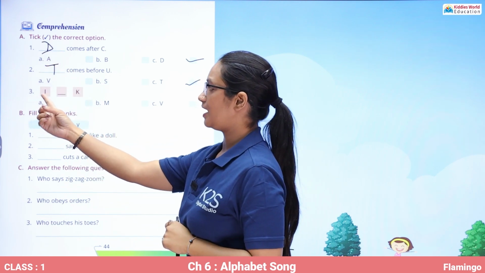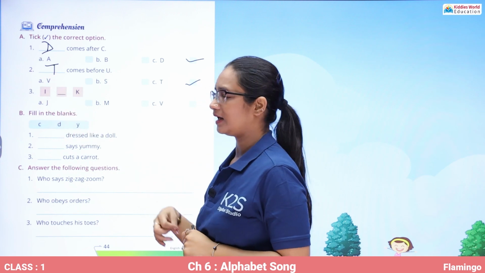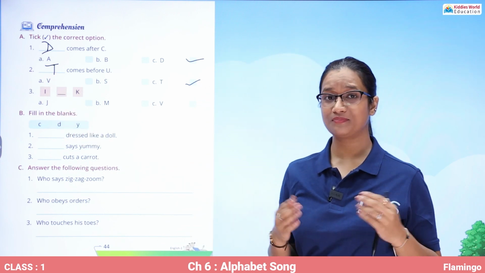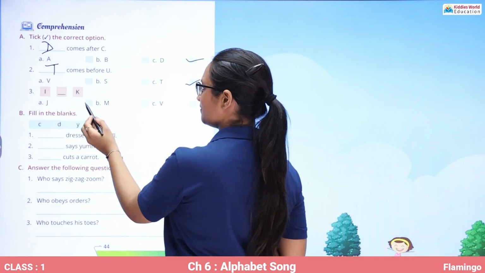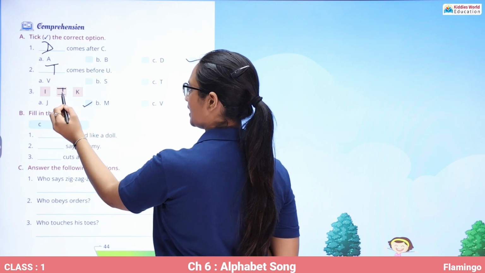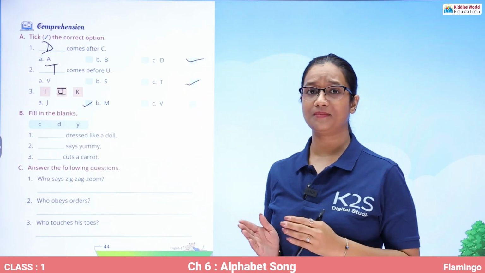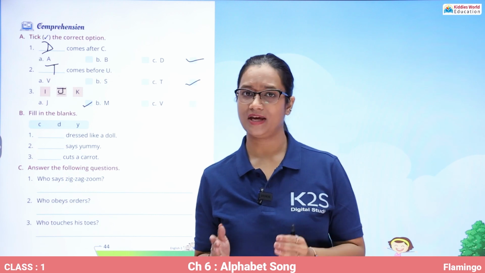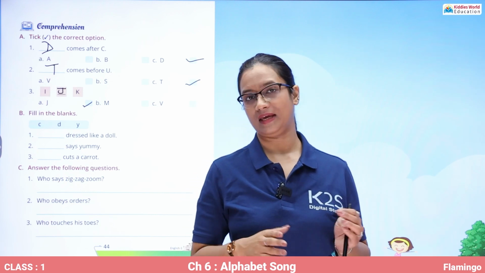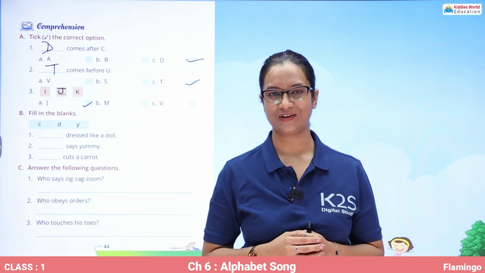So then we have I, J, K. What is the letter going to be like? I and straight off J. Why? Because A, B, C, D, E, F, G, H, I, J, K. So J is the right option.